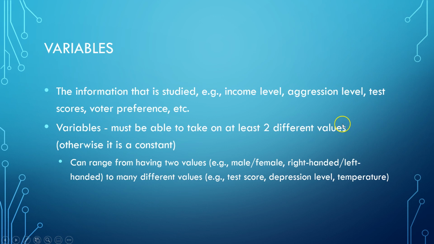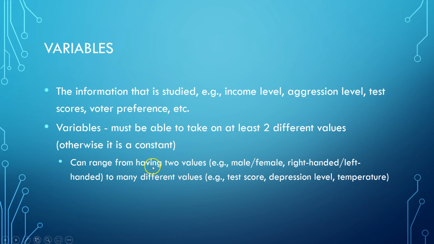All right, variables. Any information that we study is basically a variable, and it could be income level or aggression level or test scores or voter preference. All of those can be variables. The only key is that a variable must be able to take on at least two different values. So are you right-handed or left-handed? Are you a student or not a student? If it can't take on at least two different values, then it's a constant, and we wouldn't be studying it. We have to study variables.